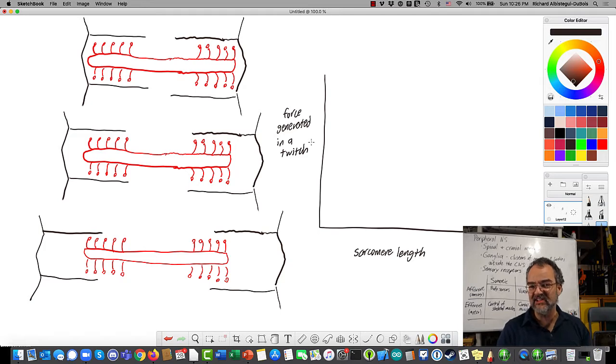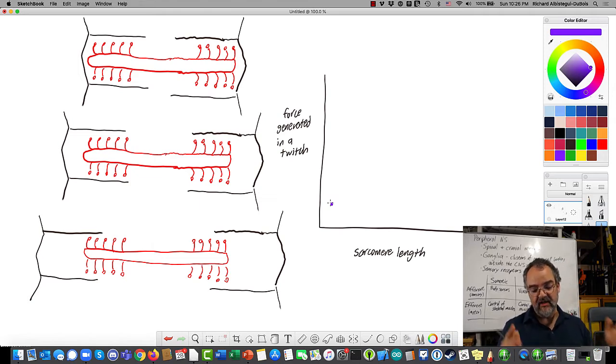But notice that it doesn't have very far to go. Those thick filaments are going to run into the end of the thin filaments, which means it can't actually generate very much force. It can't build any force during the twitch. So with a short sarcomere, the amount of force generated will be relatively low. We'll put something here.